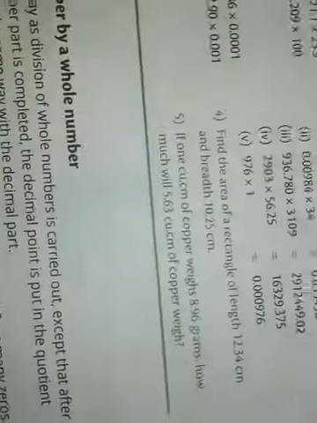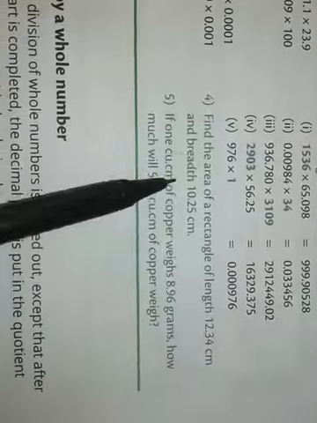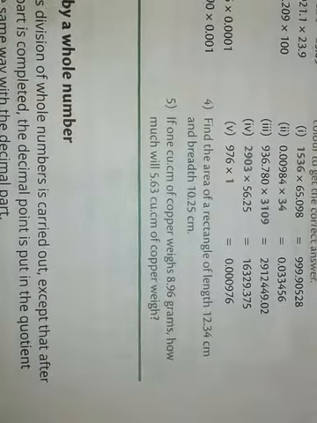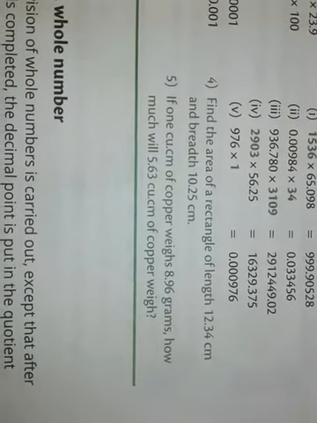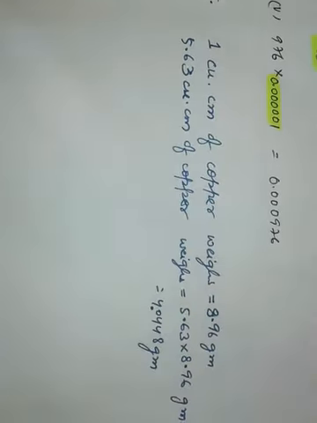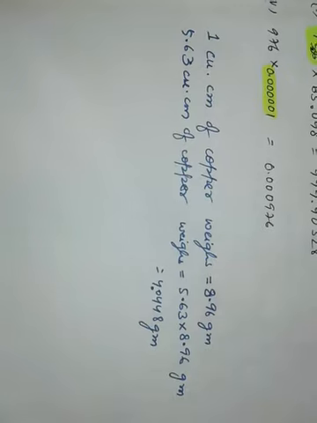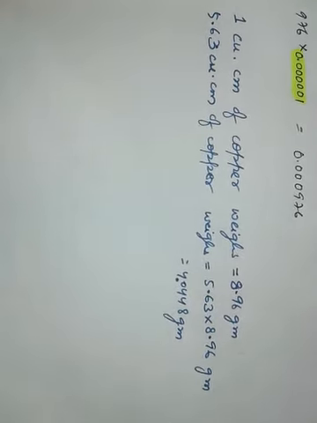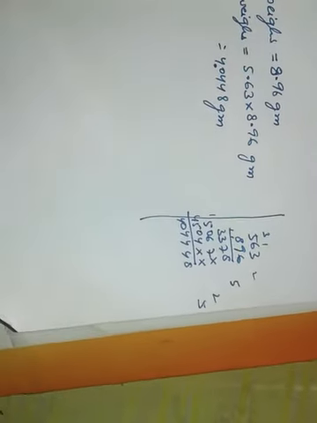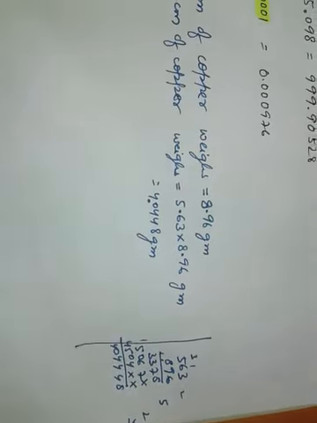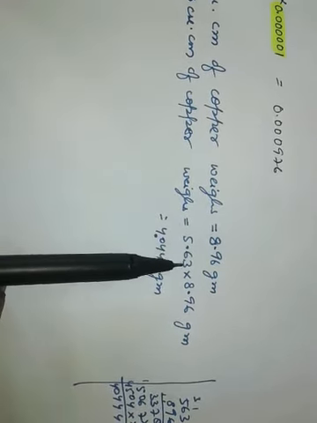Read the question. Number five. If 1 cubic centimeter of copper weighs 8.96 grams, how much will 5.60 cubic centimeters of copper weigh? So 1 cubic centimeter of copper weighs 8.96 grams, and 5.63 cubic centimeters of copper weigh. You have to multiply it and you get the answer, or you multiply here in rough and then you put the decimal according to the digits after the decimal.